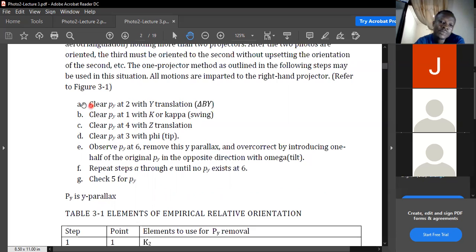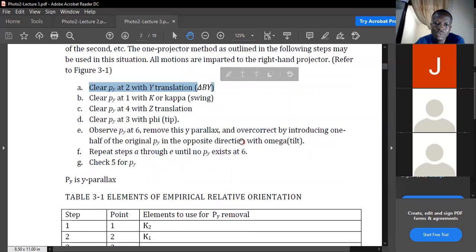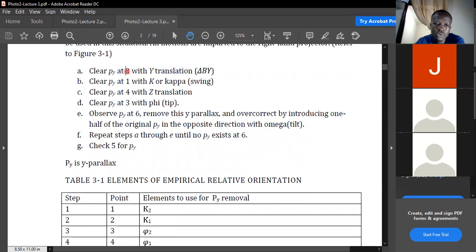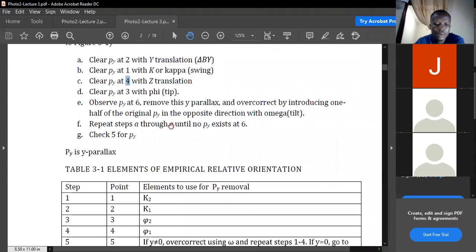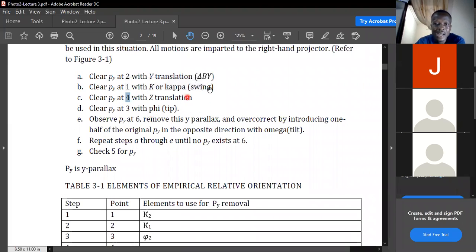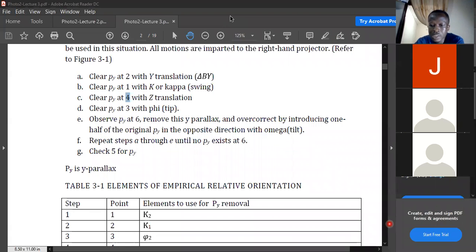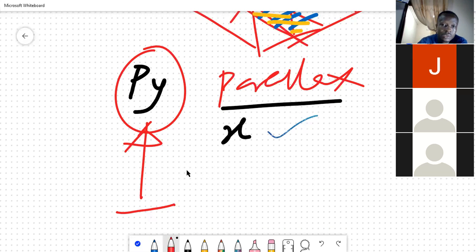Now, we talk about removing the parallax at different points. What are these points? You see point 2, point 1, point 4. Sorry, I should be talking about what these points are before I use them. These are actually called the standard points.